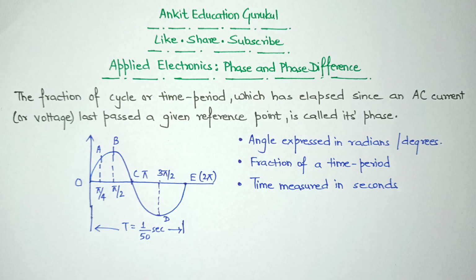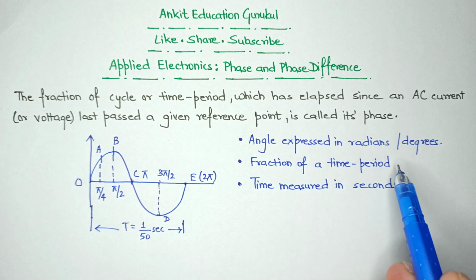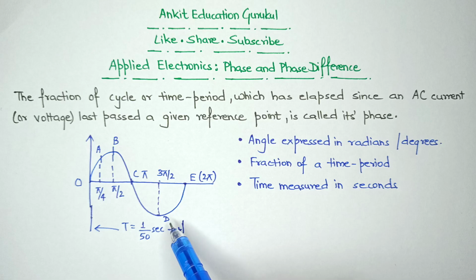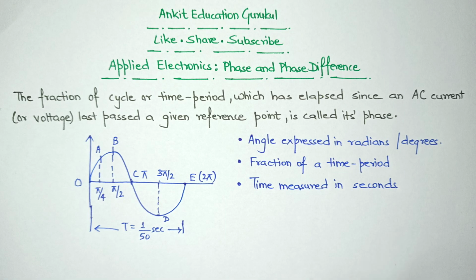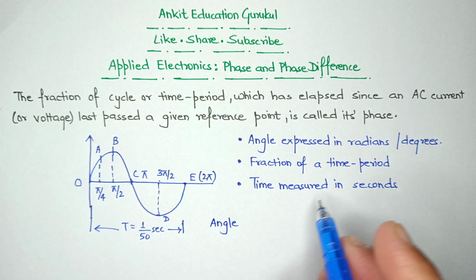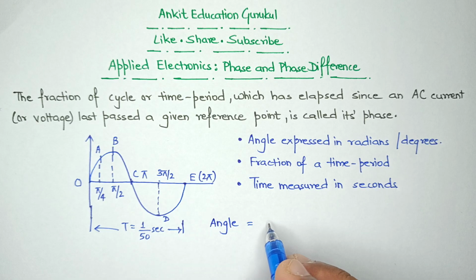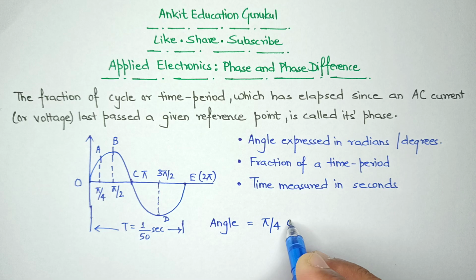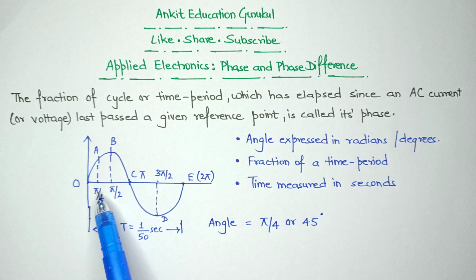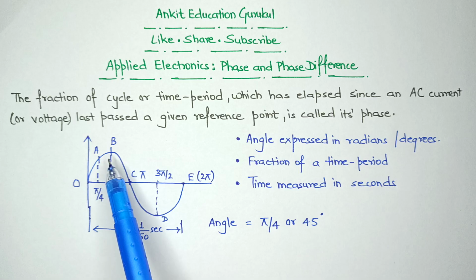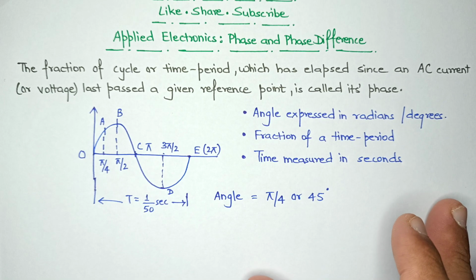Let us say I have to represent the phase of this cycle using the first method. As per this first method, the angle expressed in radians or degrees for this particular case is pi divided by 4 or 45 degrees. That means the phase of this cycle is pi by 4. I'm taking A as the reference point here, so the phase at A is pi by 4 or 45 degrees.